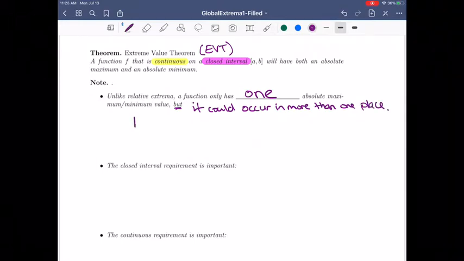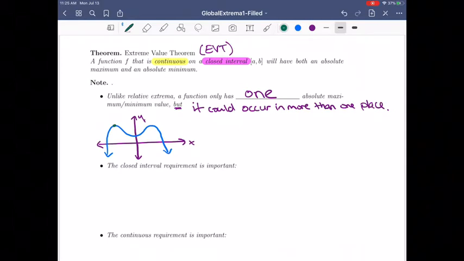So I'll give you a picture of what that might look like. Let's say these are my axes. My graph might look something like that. And maybe these points here are the same y value. Then you get the same maximum, it just occurs in more than one spot. So this would occur at x1 and at x2. But it's the same y value, so the maximum is the same.